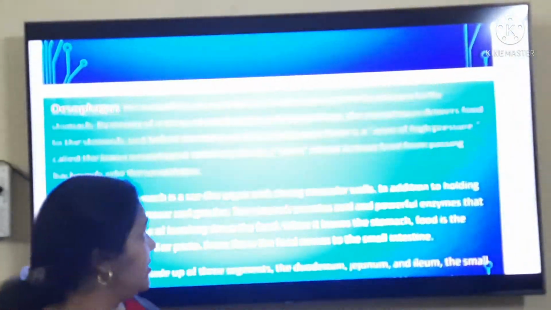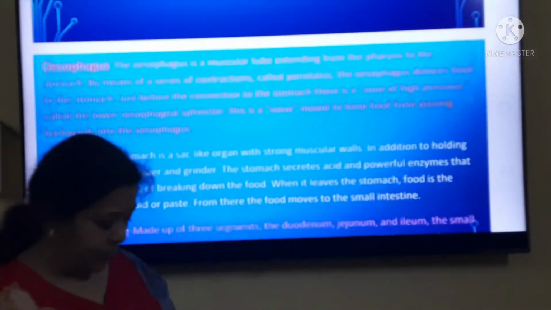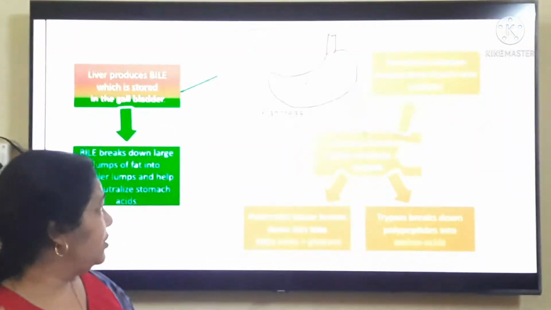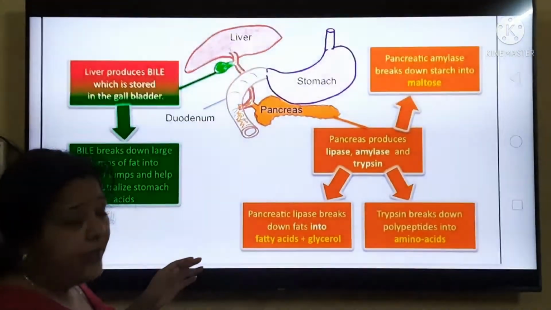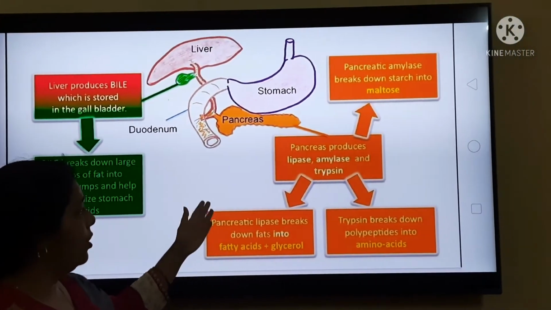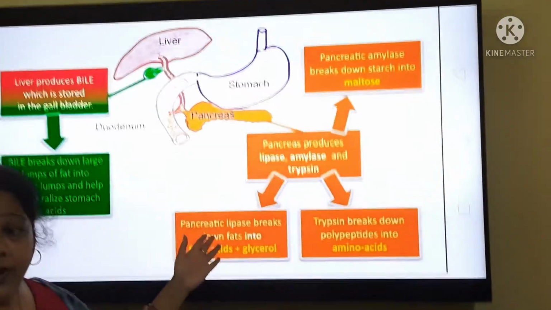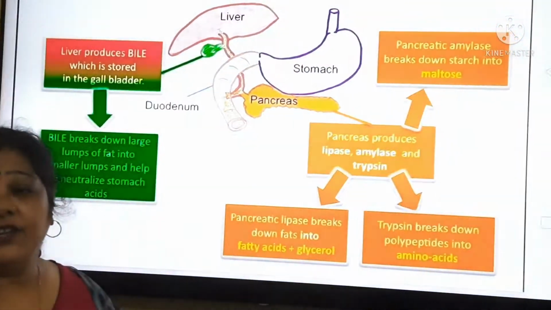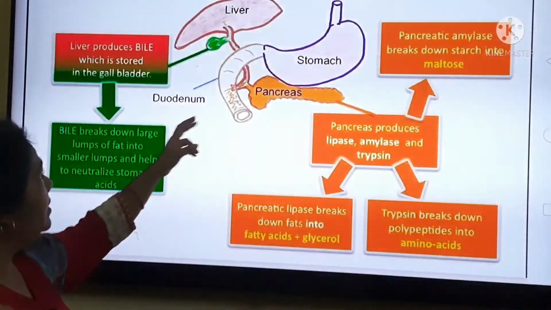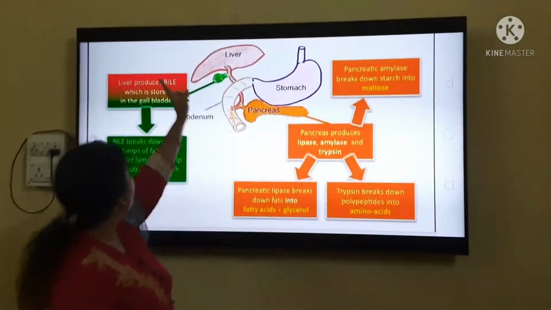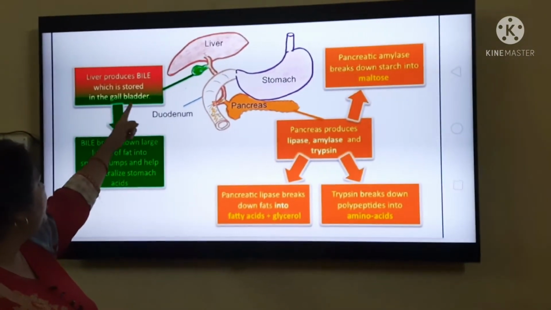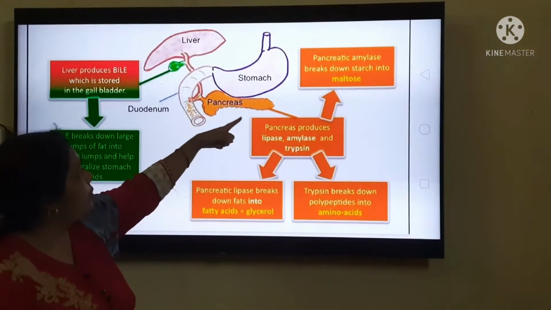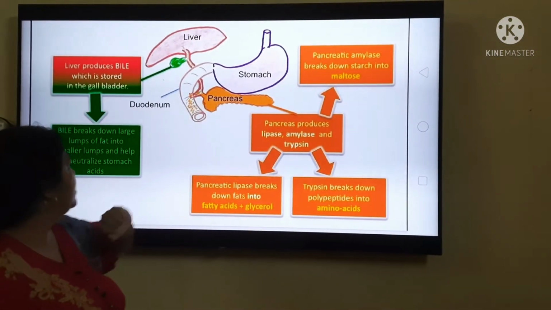Next is esophagus, stomach, small intestine, and here is the diagram. This is also a flow diagram from where you can learn what all gastric juices or what all enzymes are being secreted where and what is being acted upon by them. So here it is: stomach, pancreas, liver, and the liver produces bile which is stored in the gallbladder. From here you can see the duct is here, and through this it is going to the stomach.